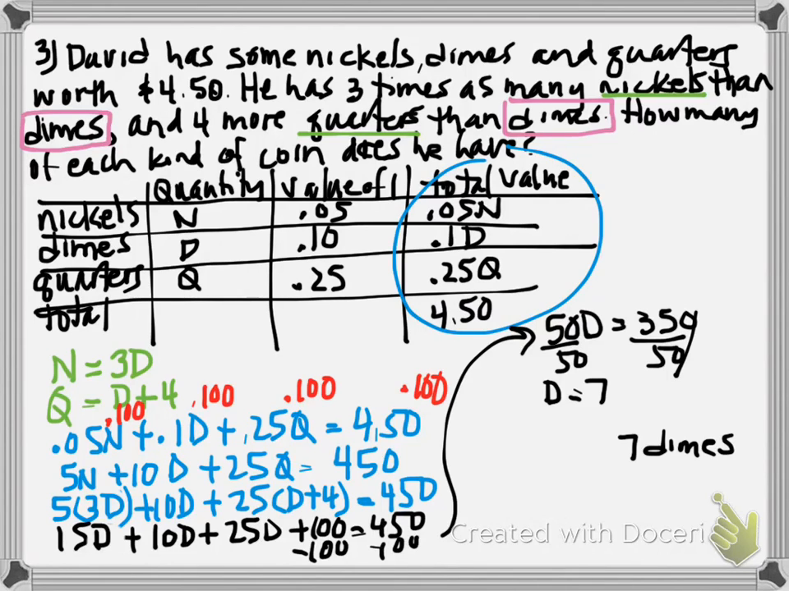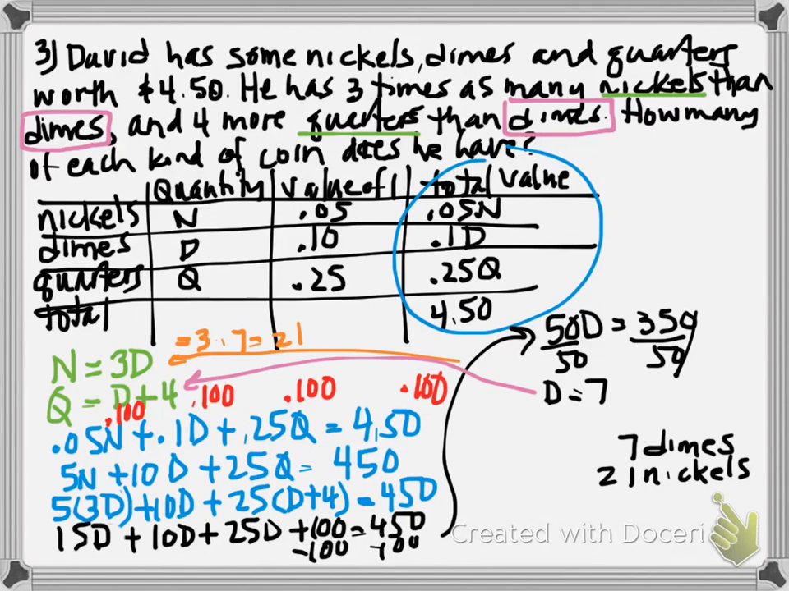Now, to figure out the number of nickels, we're just going to take those answers and plug them into the definitions. So for this guy, we're going to get the number of nickels equals 3 times the number of dimes, which was 7, for a total of 21. And we get 21 nickels, not pickles. Watch your spelling. And then we're going to plug into the second equation. And we get quarters is equal to 10 plus 4, or 14. And we get 14 quarters.